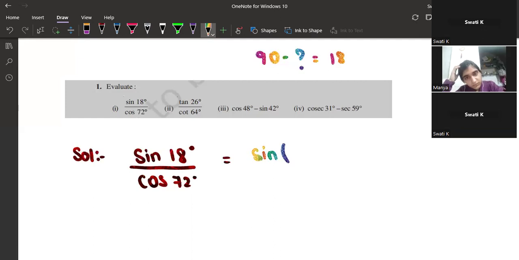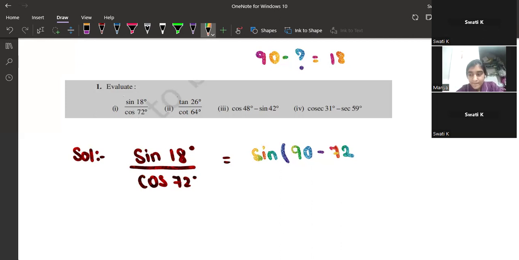Now you'll understand why exactly we are going to write it in this way. So tell me, 90 minus what will be 18? From 90, what will we subtract so that our answer will be 18? Don't you think we can write this as 90 minus 72? Yes, you're getting the same answer. So we can write this 18 as 90 minus 72, right?